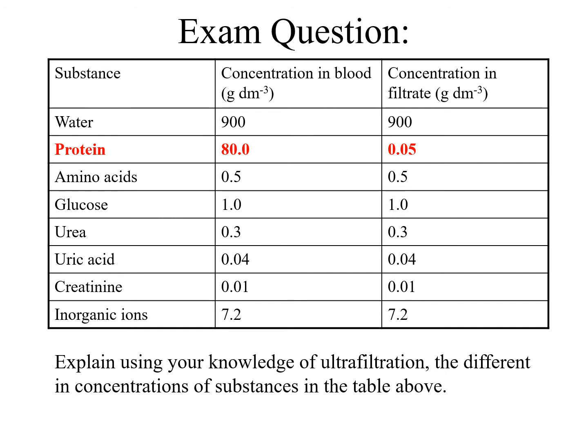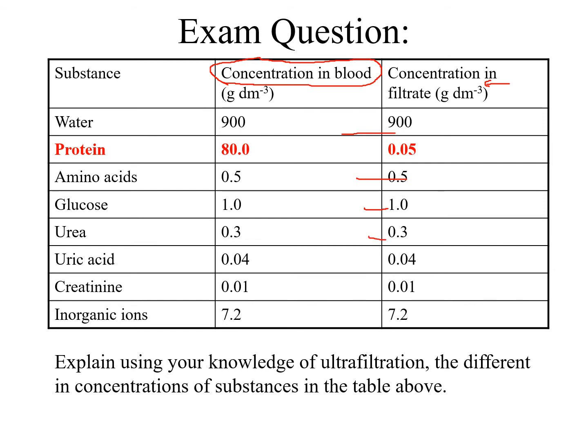So if we have a look at this, it says explain using your knowledge of ultrafiltration and the difference in concentrations in the table above. So if you look at concentrations in the blood, so that would be in your glomerulus capillary, and then concentration in the filtrate, so this is in the actual kidney here. You can see water, you end up with the same concentration, so all the water goes across. Amino acids, you end up with a very small concentration, but the same concentration. Glucose, the same. Urea, the same, and so on and so on.